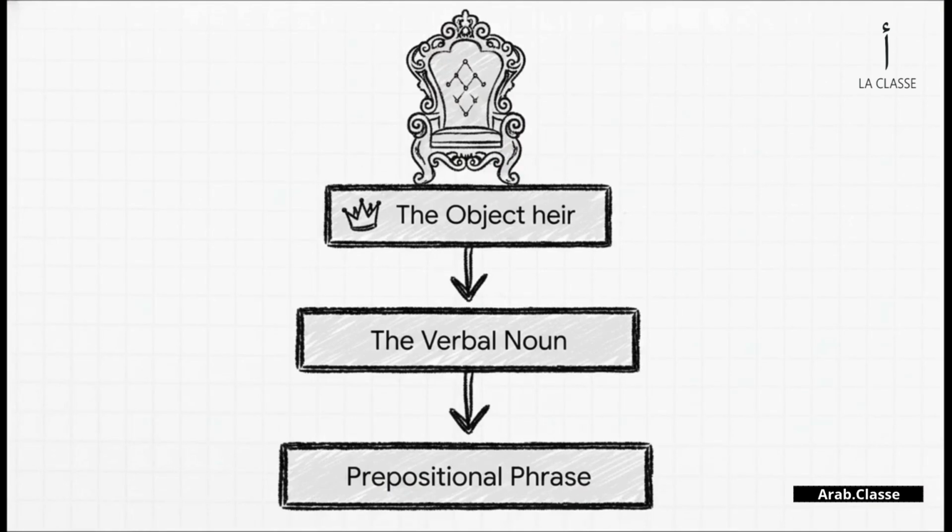The first and most obvious candidate, the heir apparent, is the maf'ul bihi, the direct object. It's just the natural fit. But what if there is no direct object? Well, Arabic grammar is super flexible. Other parts of the sentence can step in, like a verbal noun, a prepositional phrase, or even an adverbial.